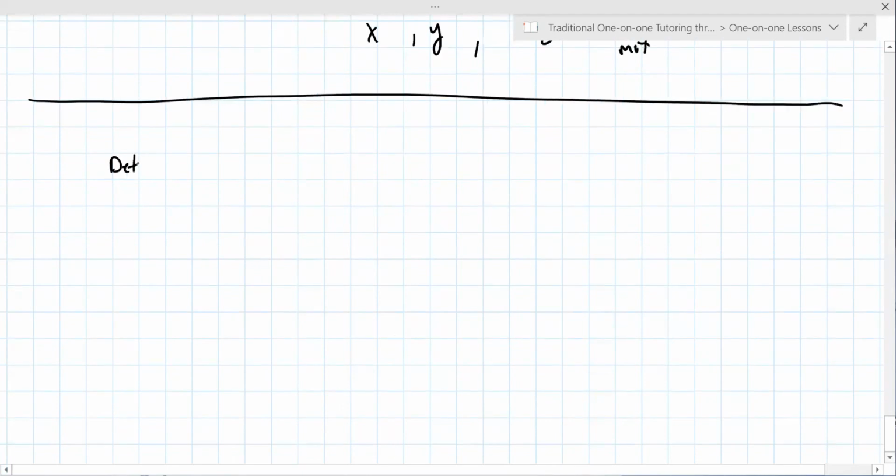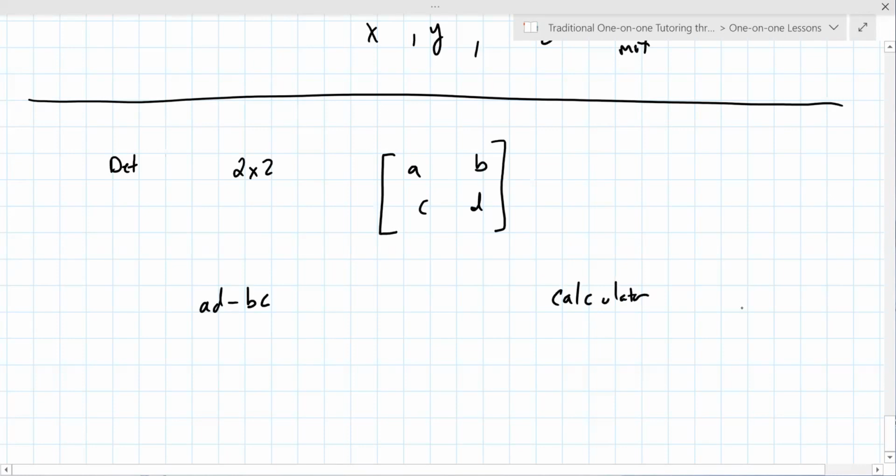So there's 2 by 2, and there's a formula for these. The determinant is AD minus BC. Now, are you allowed to use your calculator in this class? Yes. Calculator has a determinant. I would use that every time.